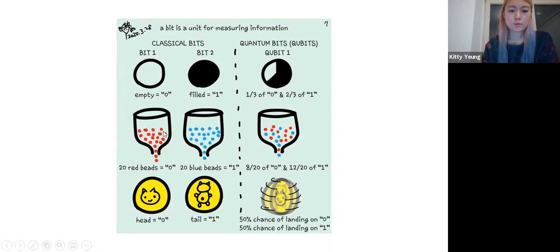Another metaphor: we have some lottery balls, and if we have 20 balls, if they're all red, they're 0, or blue, they're 1. But if you mix it up, we can have arbitrary numbers here. So say 8/20 is 0 and 12/20 is 1. You can change any number here. And then a coin: you can say a head is 0, a tail is 1. If it's an even coin, if you rotate it, you know that there's a 50% chance of landing on 0 and 50% of landing on 1. So you see that here, the quantum bits, qubits, are related to the probabilities of the amount of information in there.